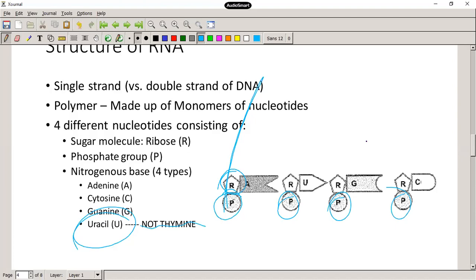Be careful, that one catches you guys out. When you are doing protein synthesis and you're decoding whatever strand of DNA has to be decoded, you guys forget that U replaces T. Uracil replaces thymine. So be careful of that.